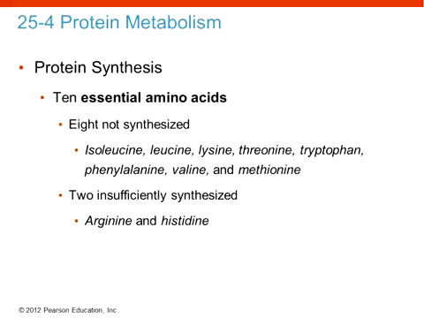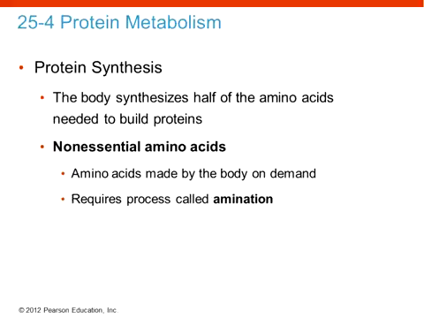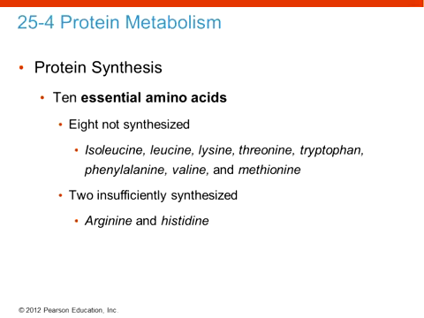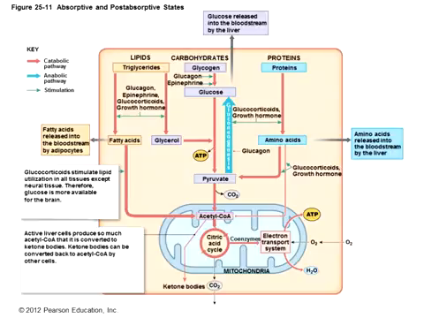There are 10 essential amino acids. Eight of them are not synthesized: isoleucine, leucine, lysine, threonine, tryptophan, phenylalanine, valine, and methionine. And then two are insufficiently synthesized: arginine and histidine. So remember, the non-essential ones your body can make. The essential ones you get from your diet. Eight can't be built. You have to get those directly from your diet.